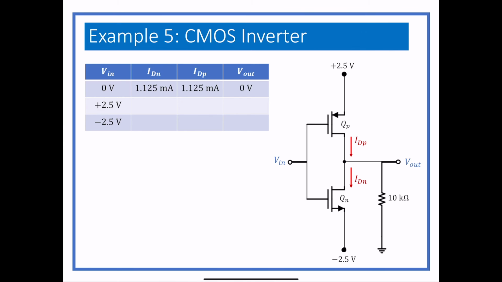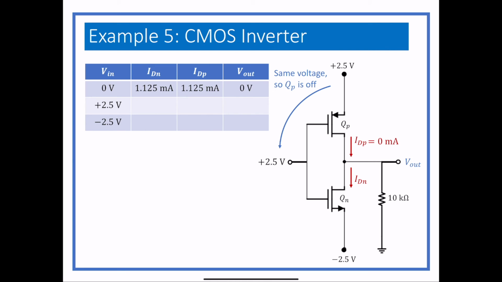But the next case we're going to do is Vn is plus 2.5 volts. When we put plus 2.5 volts there, the voltage at the top of the PMOS is the same as the gate voltage. Because that's the same voltage, that transistor is off because it has no difference between the source voltage and the gate voltage, so it can't turn on. And that means that its current is 0.